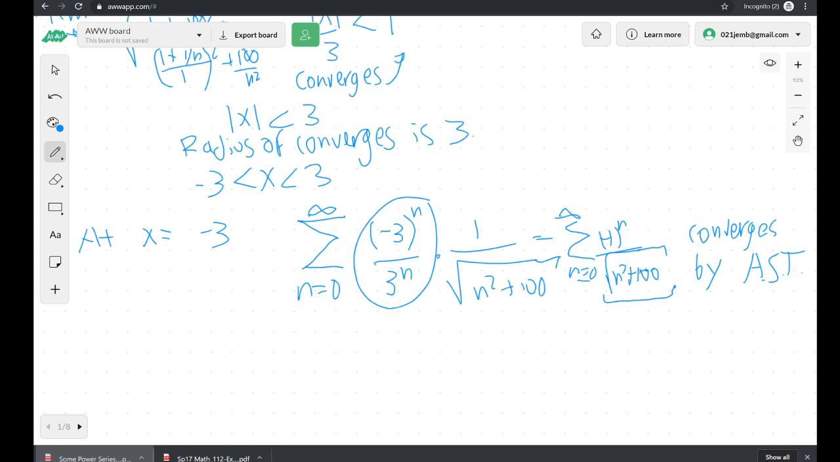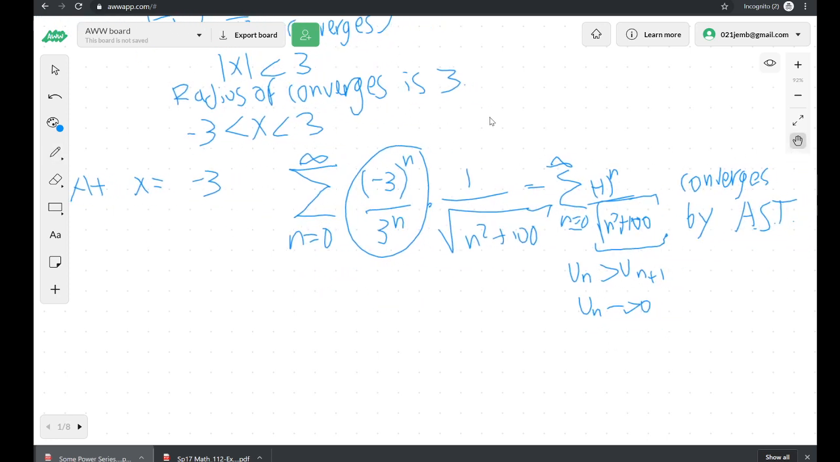Second, it's a non-increasing function, which means that u sub n is greater than u sub n plus 1. Now the third condition is that the limit of u sub n goes to 0. Essentially, u sub n goes to 0 when you take the limit of 1 over the square root of n squared plus 100 as n goes to infinity. So it converges by AST, meaning that the endpoint at x equals negative 3 is inclusive.